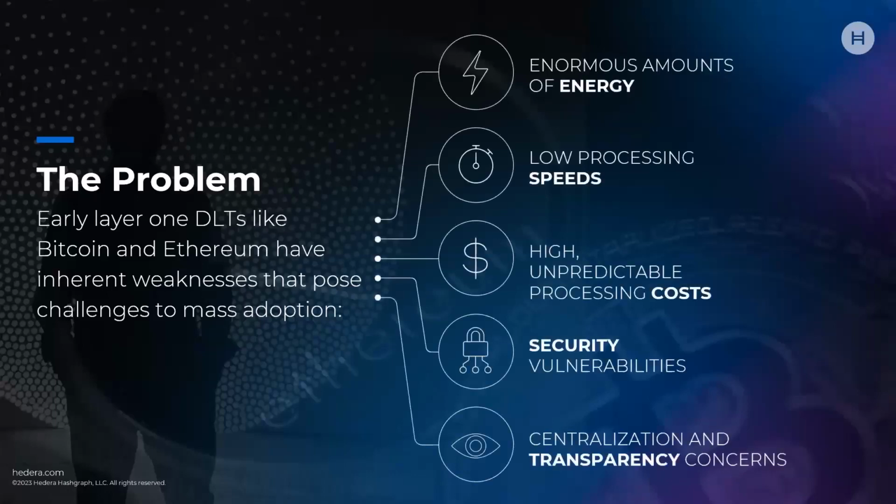And so some of the challenges include huge energy usage, in the case of Bitcoin. Early networks are also slow at processing transactions, so throughput and scalability tend to be limited. There are high, unpredictable costs associated with those transactions. Security is also a big concern, as are concerns around the centralization and transparency of these early systems.